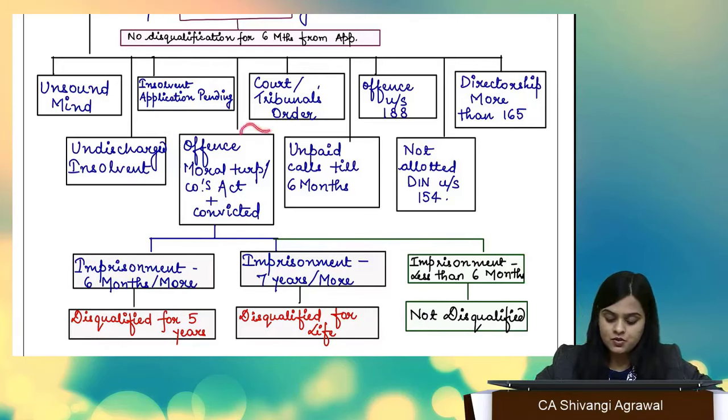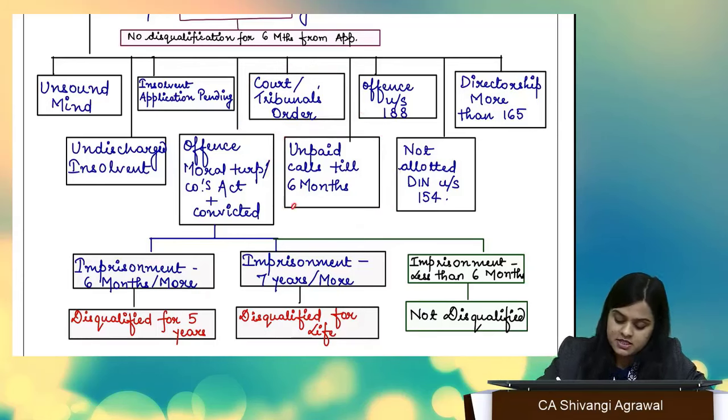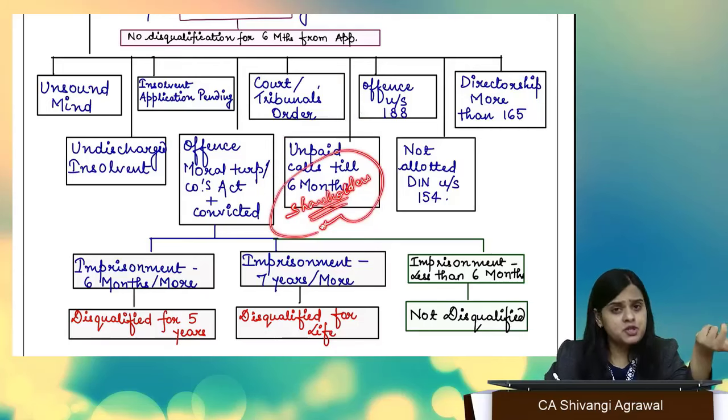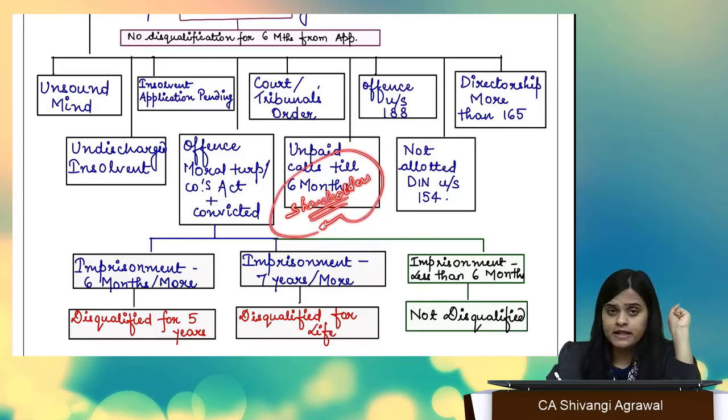Next, court's order. If the court has given you an order that you are disqualified, you are disqualified, simple. Unpaid call till 6 months. Now this is for shareholders. See, a director may be a shareholder, he may not be a shareholder. It's not imperative that he has to be a shareholder only.